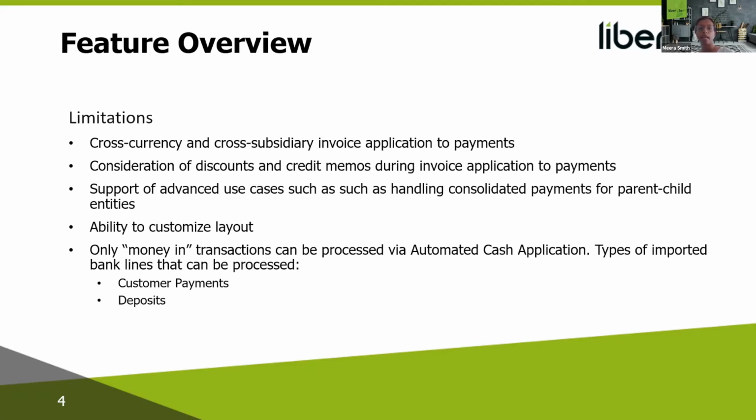Consideration of discounts and credit memos during invoice application to payments is not supported either. So when you go to apply a payment to an invoice, it doesn't show you the credit memos or any discounts that the customer might have. So if you have a customer where you've received less money than what is outstanding on their account, there is a possibility that there is a credit memo on their account, in which case you still need to go to the customer account and apply that credit memo to the invoice.